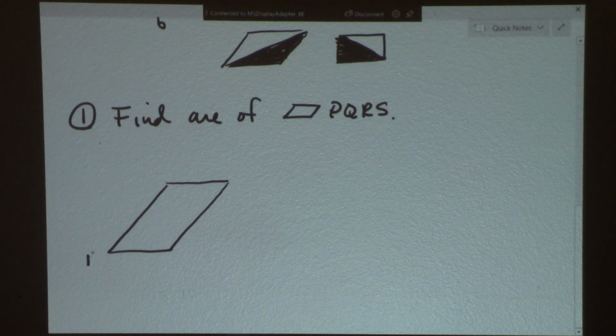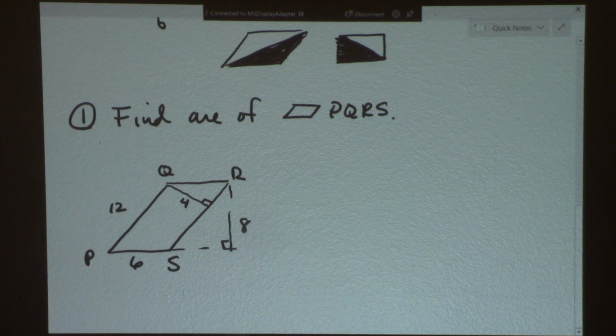Okay, PQRS. And they give us many things in the picture. They tell us that this is 12, this is 6, there's a perpendicular distance here that is 4, and let's see, also they tell us that this distance here is 8.